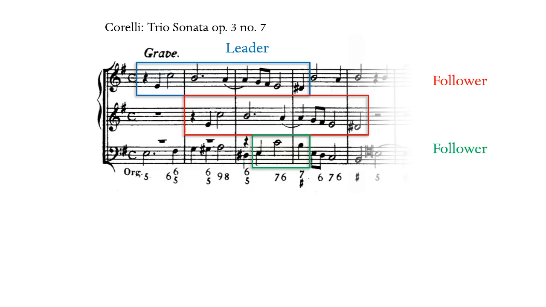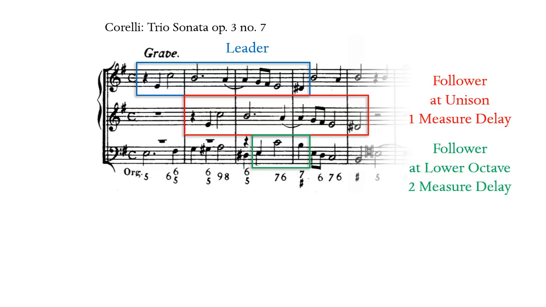Notice that the first follower follows the leader at the interval of a unison, while the second follower imitates one octave lower. It is always important to be aware of the exact interval of imitation, as well as the time delay between entries. In this case, the first follower begins after a one-measure delay, while the second follower begins after a two-measure delay.